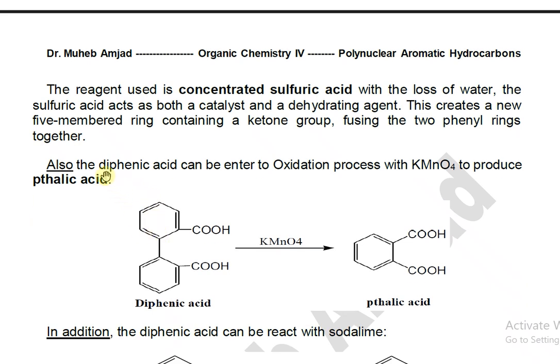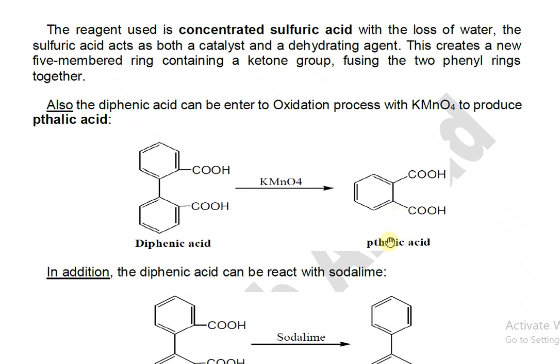Also, diphenic acid can enter into oxidation with potassium permanganate, KMnO4, to produce phthalic acid. So one of the cycles, this or this, will be oxidized and converted to the carboxylic acid group. So all this part will be converted to the COOH, to the carboxylic group, to give us phthalic acid.